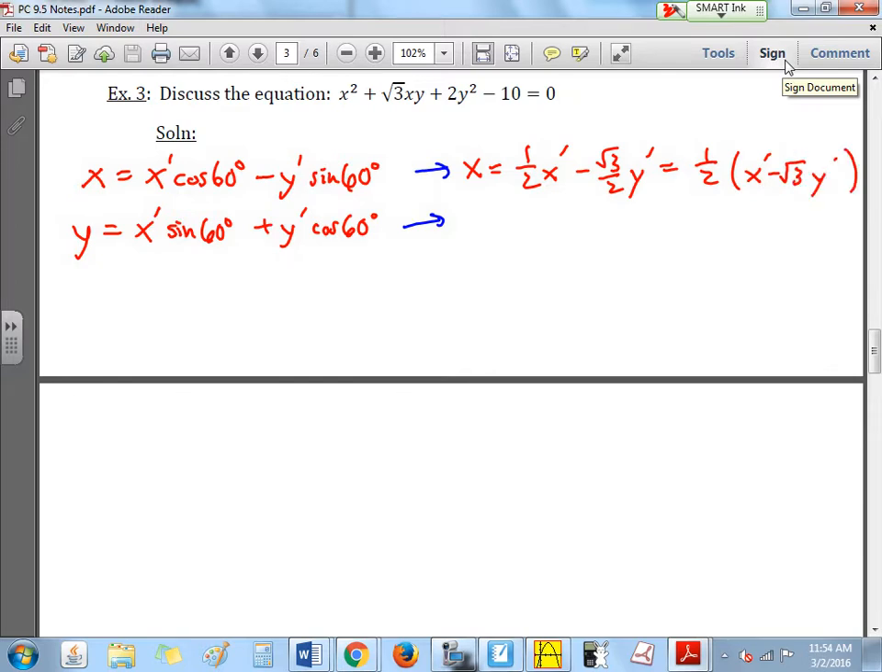The y is very similar, except it's rad 3 over 2 x prime plus 1 half y prime. So again, we'll factor out the half, but it goes 2x prime plus y. I'm sorry, I meant to put rad 3 x prime plus y prime. Like I said, if you're tired of writing the little apostrophes, you can stop writing the little apostrophes. It's okay.